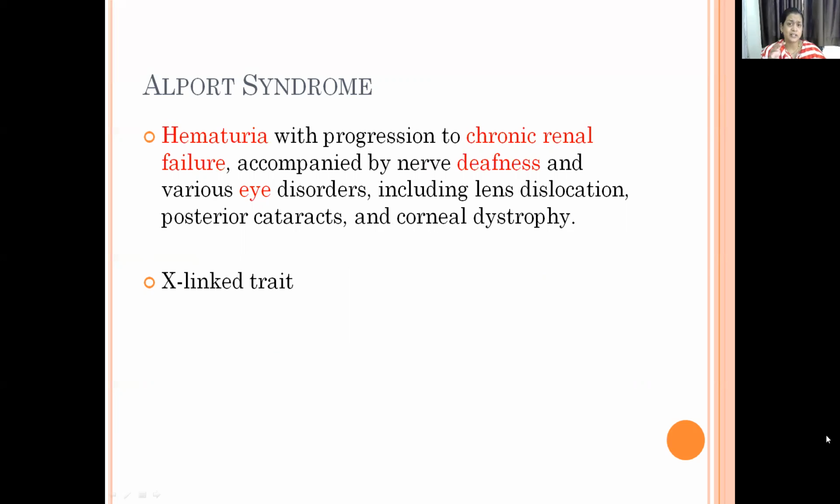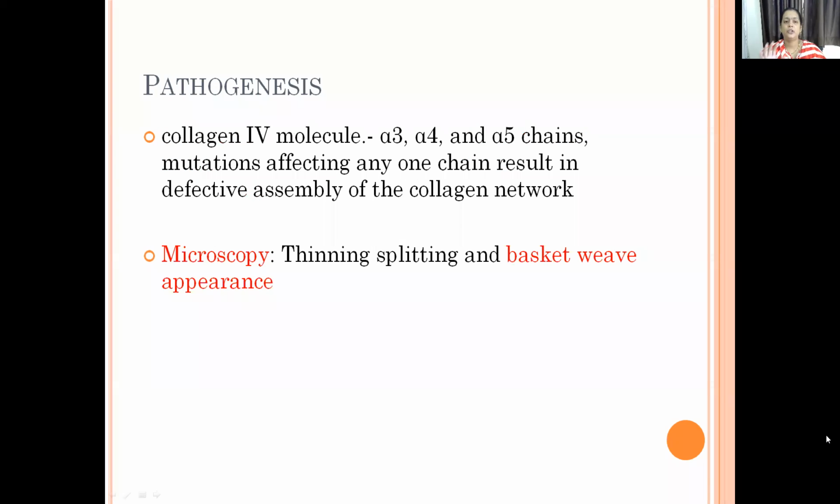X-linked trait, obviously, females have XX, right? And males are XY. So if it is an X-linked trait, what happens? Usually the disease is manifested almost entirely in the males, right? The females who are heterozygotes will have only hematuria, right? So what is the pathogenesis?